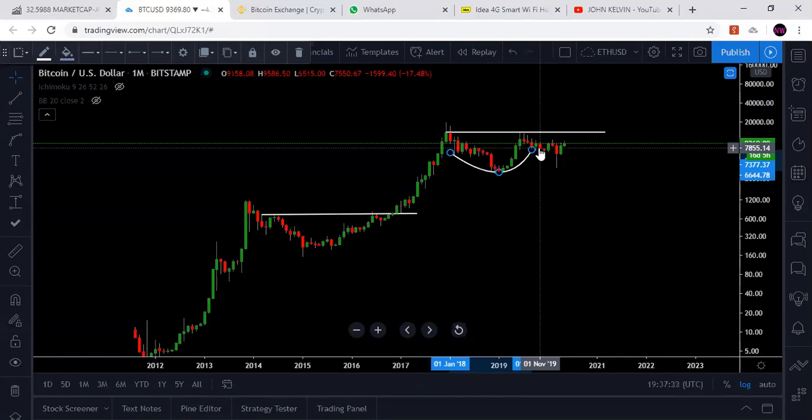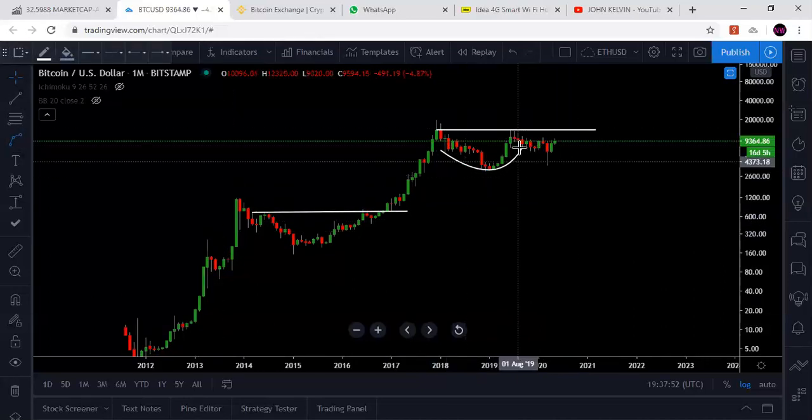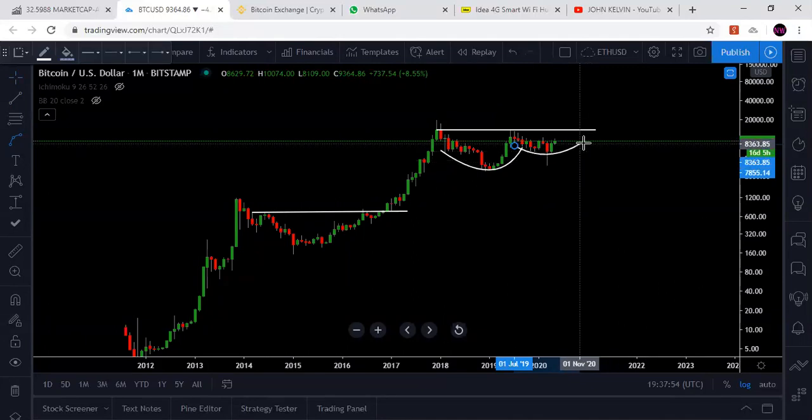That is the cup. That is the cup. The handle might take a while to be completed. So another thing again is this: you don't expect that move immediately.